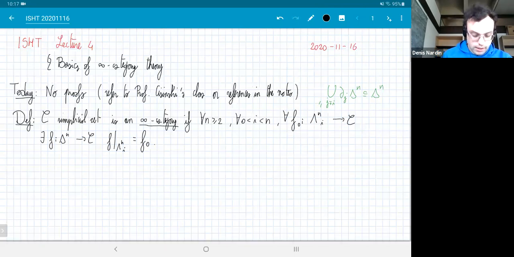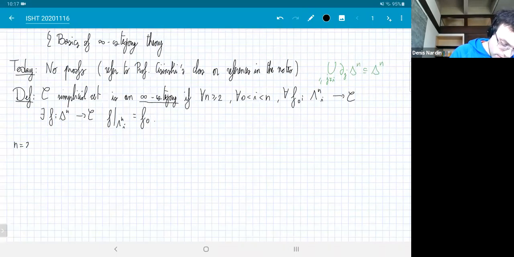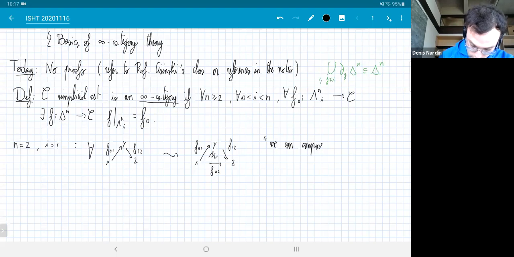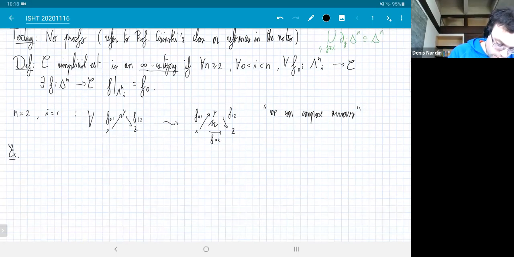And the intuition, I will give more intuition in a second, but the case i equals 1, this is saying every pair of composable arrows can be extended to a full 2-simplex, encoding the composition. We can compose arrows. And okay, let me give a bunch of examples.